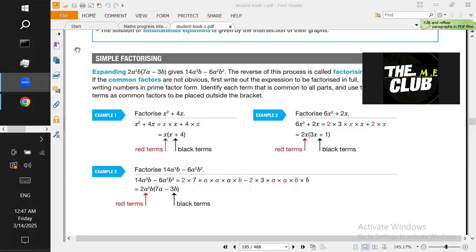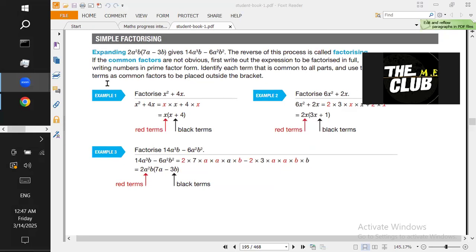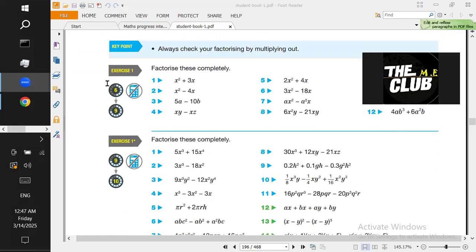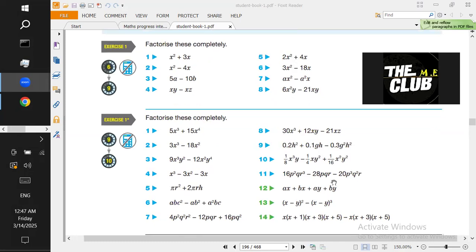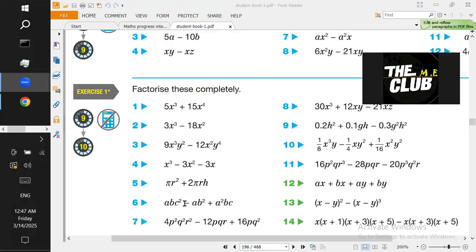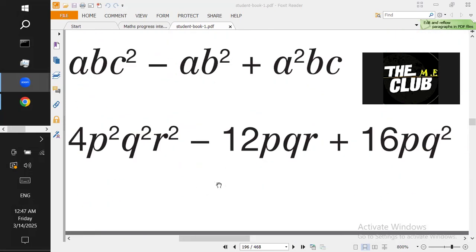In this video, we're going to talk about Algebra 3. We're going to talk about simple factorizing. So basically in this lesson, we're going to factorize fully. We're going to take some of the questions here. Let's take something that has a lot of work so we can cover the whole lesson, okay? Here, let's take this.